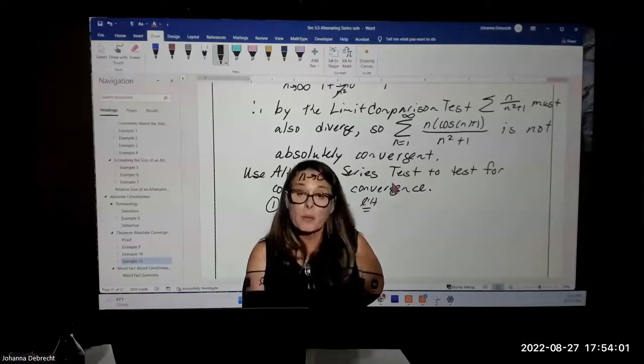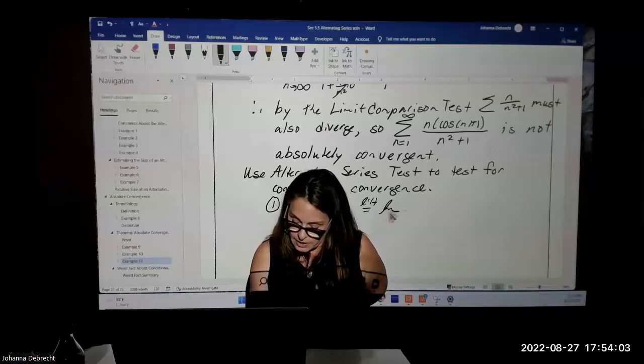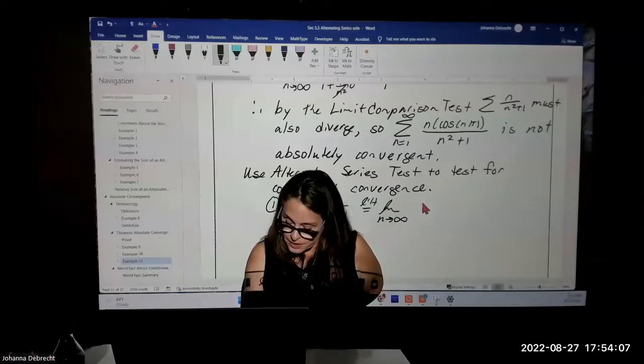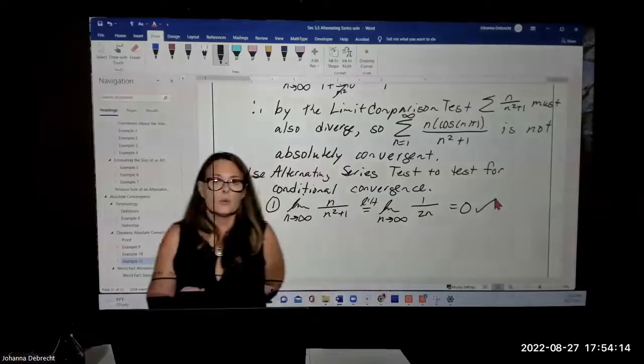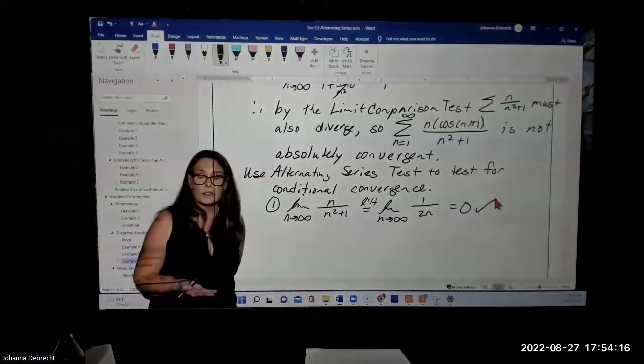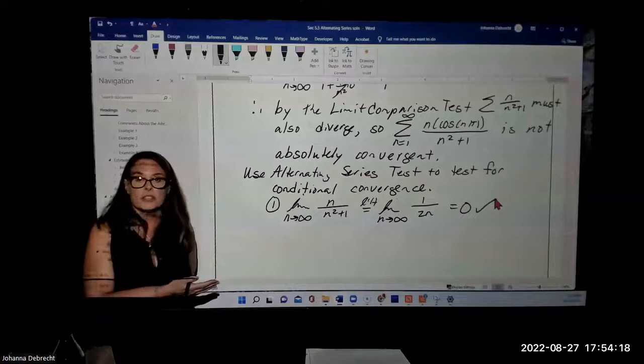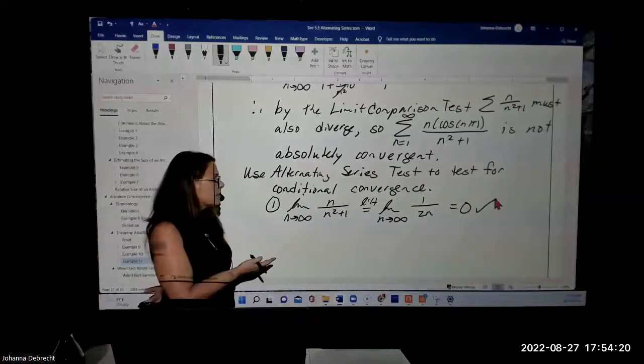Or you can multiply by 1 over n over 1 over n, and you can show that it does, in fact, go to 0. So this gives me 1 over 2n, which goes to 0, all right? So the divergence test is inconclusive, but that is the first condition for the alternating series test.